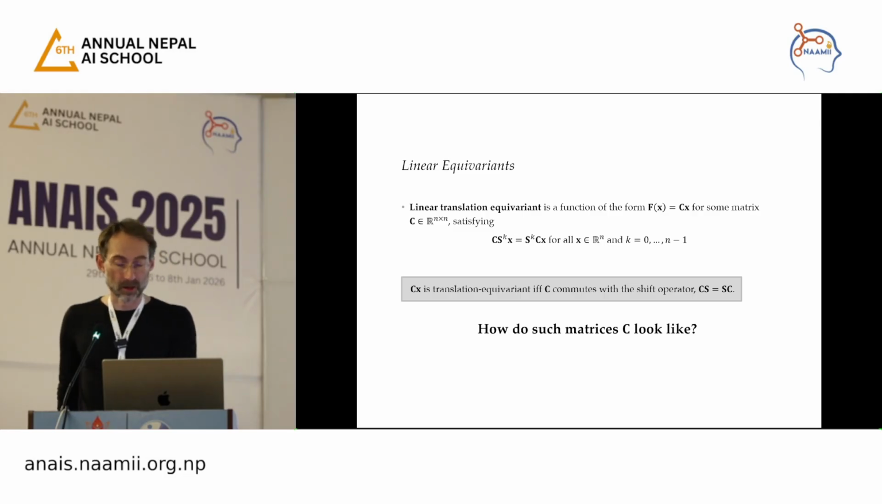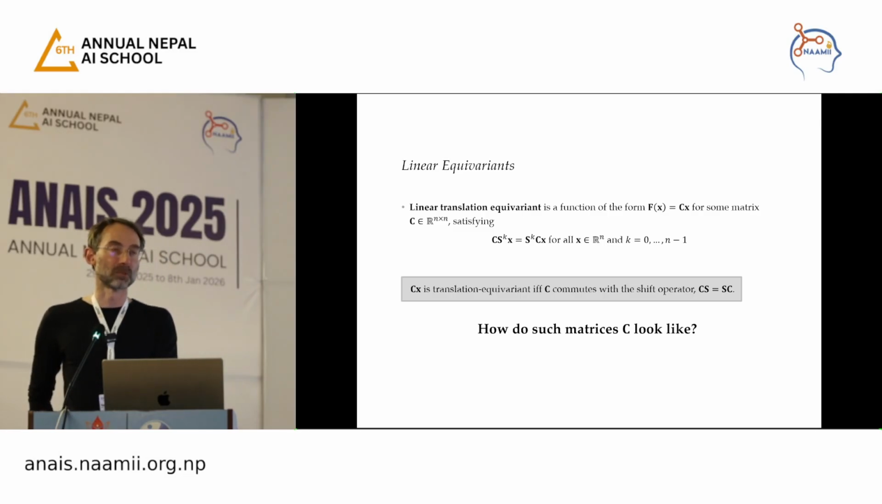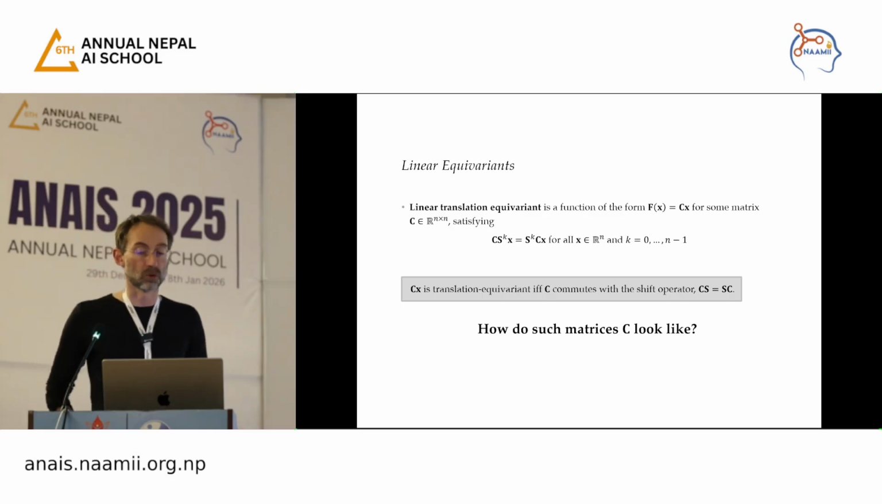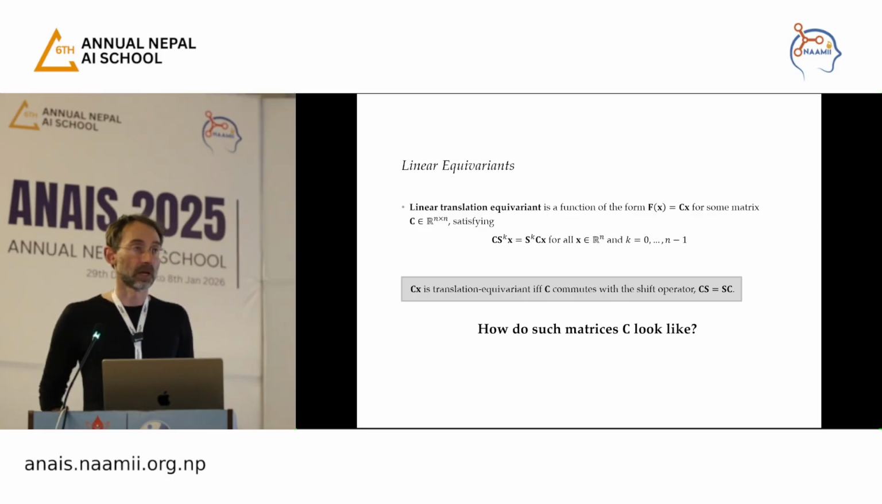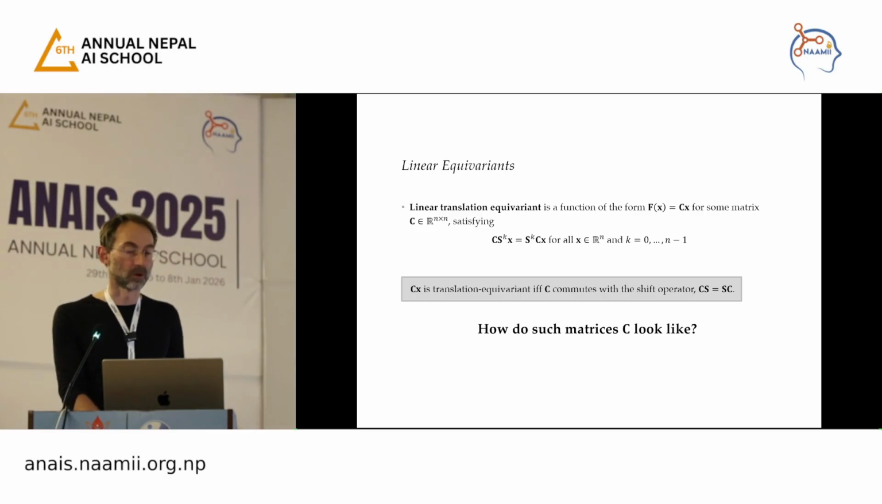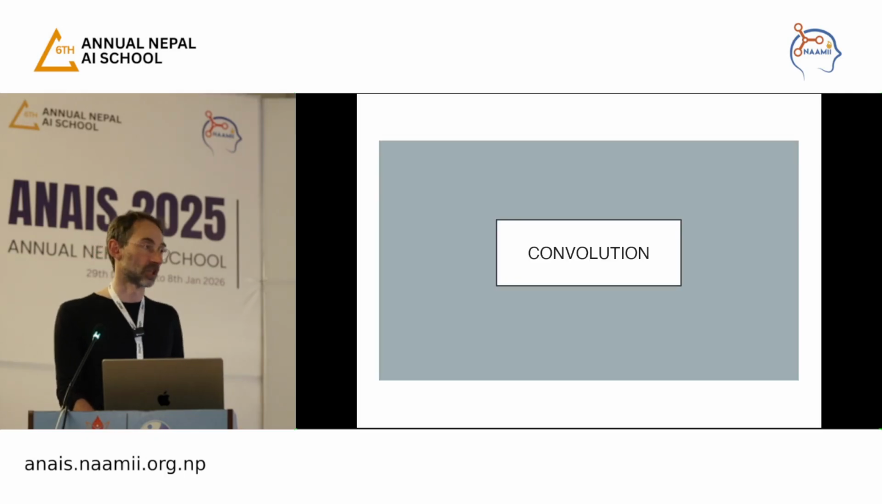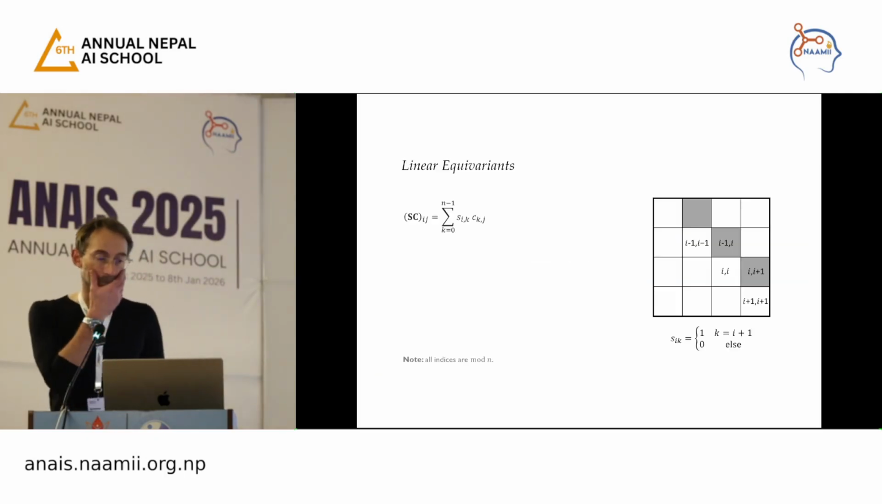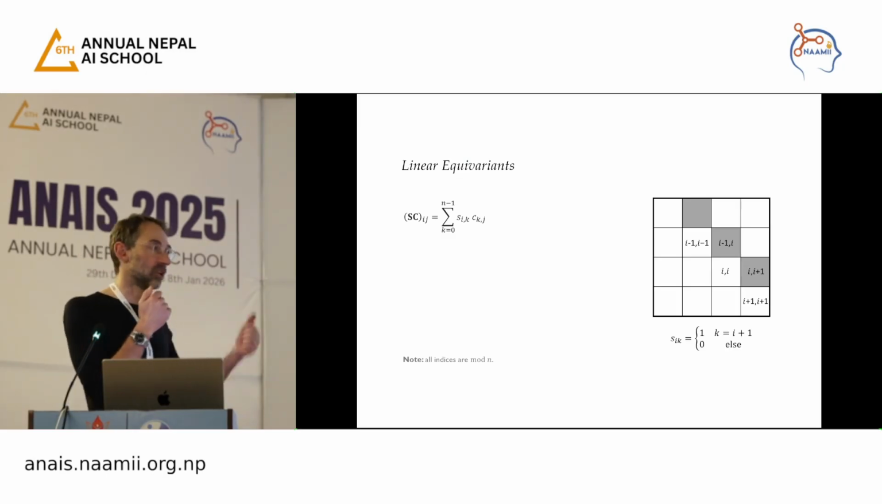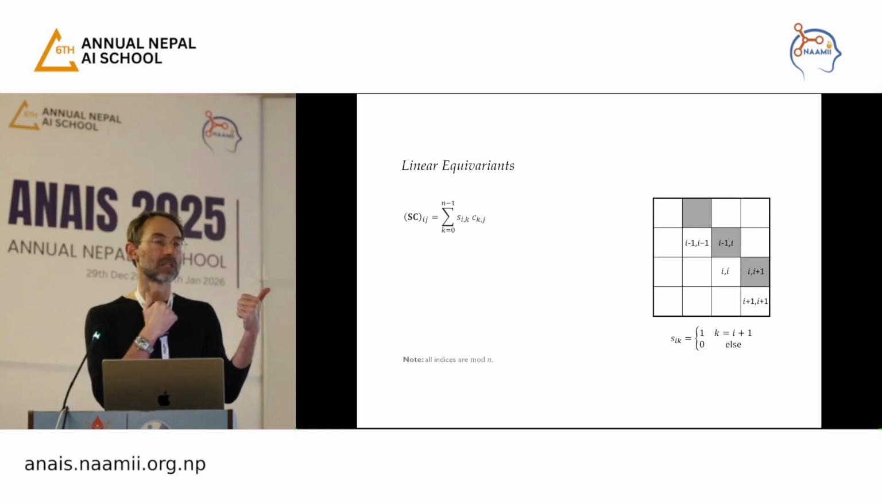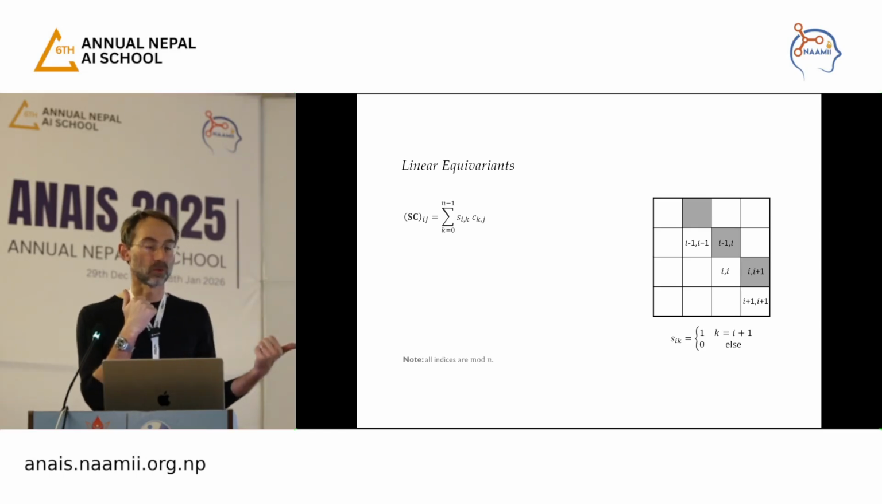So the question is, of all possible matrices, which ones commute with the shift? How do these matrices look? And this is exactly what we call the convolution. Okay, so let's derive it actually. How do we get the convolution? I remind you, our condition is SC equals CS. So first shift, then convolution, or the other way around.